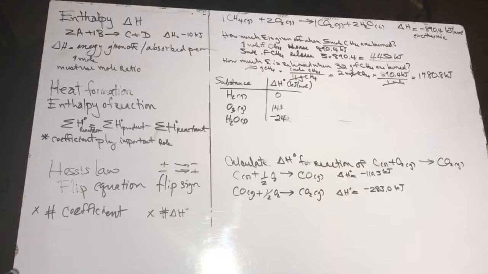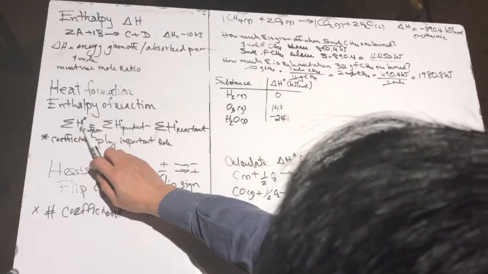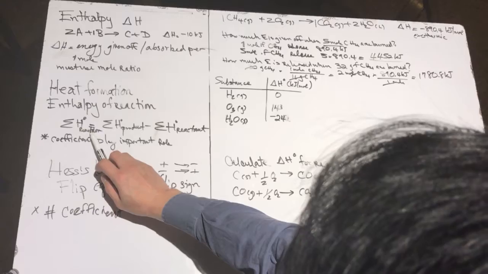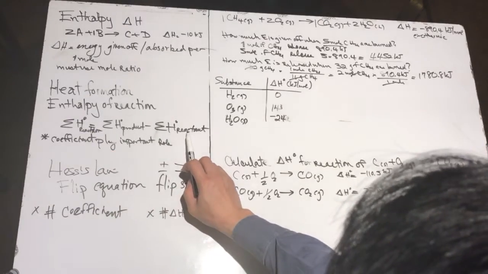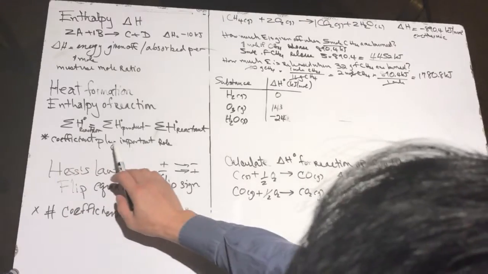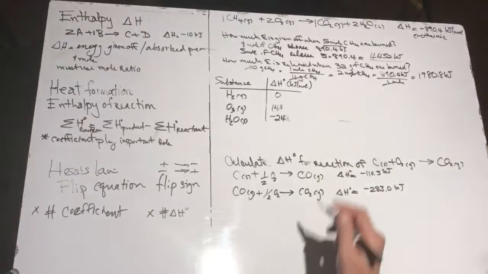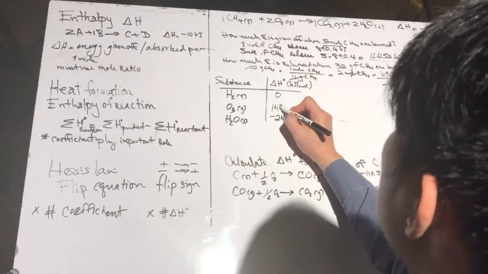Now we're going to move on to the second part of the lesson, which is enthalpy of formations. Enthalpy of reaction. This is the formula. The enthalpy of the whole reaction is equal to the products minus the reactants. Remember, coefficients play important roles in this case. So I'm going to explain by using an example.